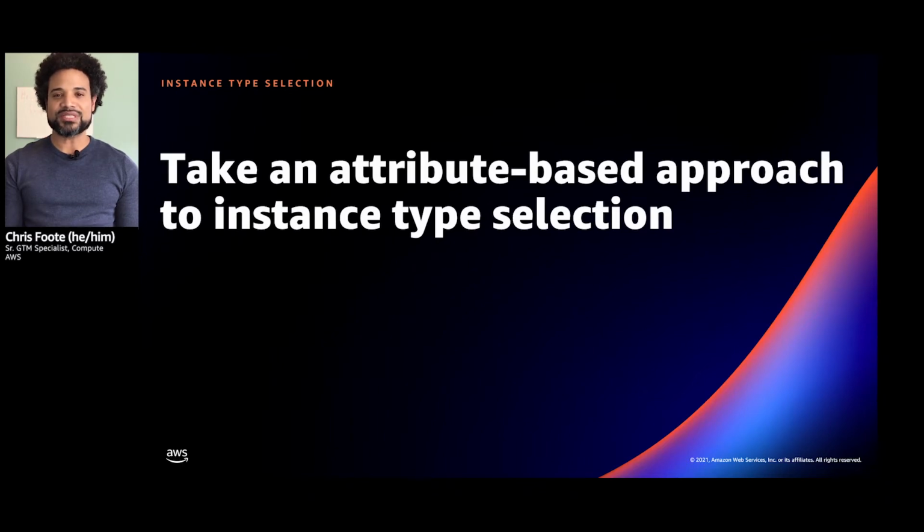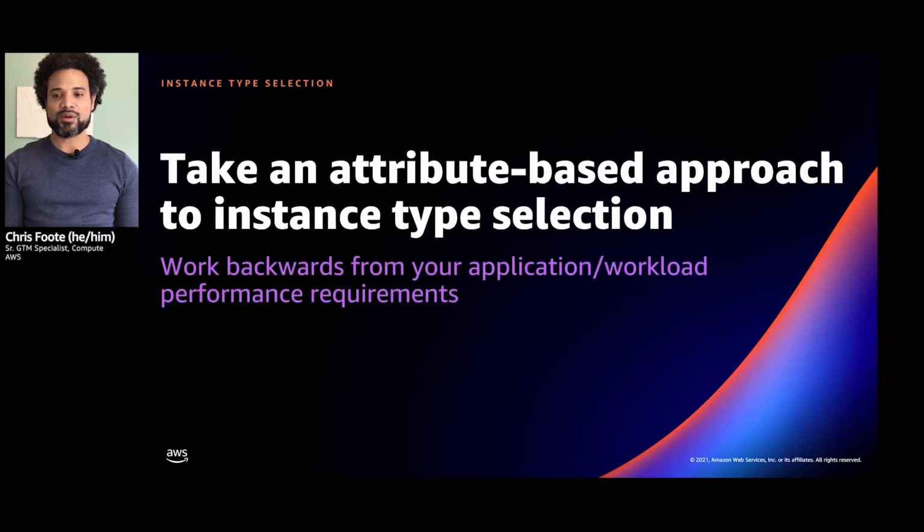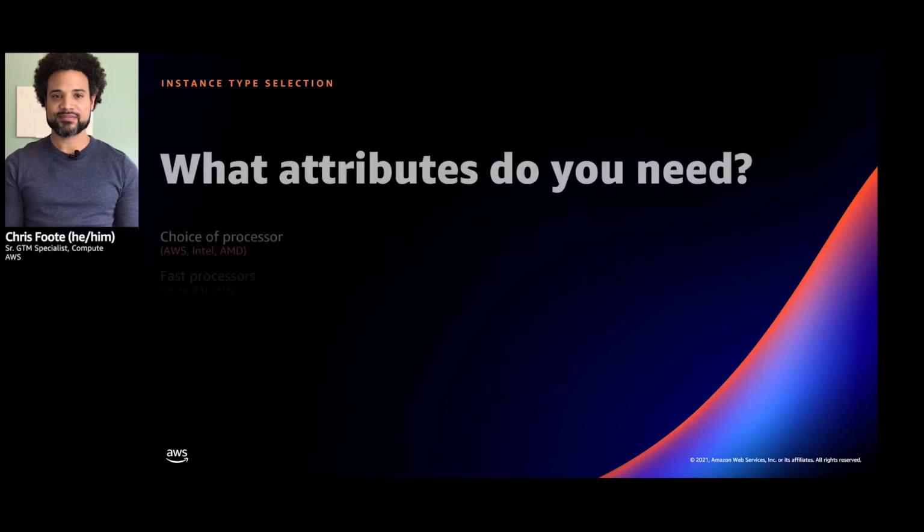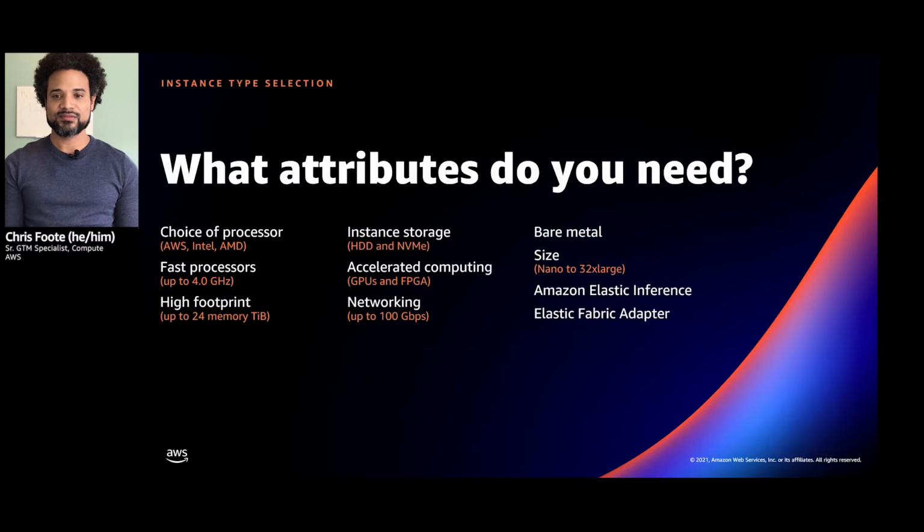What you'll want to do is take an attribute-based approach for instance type selection, and then work backwards from your application and workload performance requirements. There are a lot of attributes to choose from, and don't get scared by looking at this snapshot, but consider it a one-stop shop to really help you decide on the best instance type before going through the entire EC2 instance selection process.